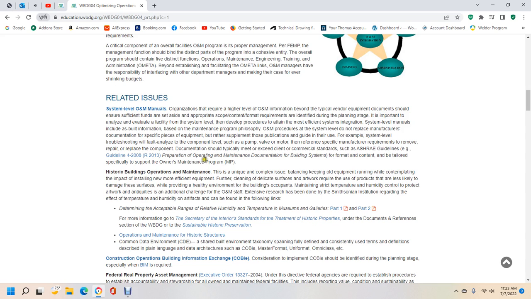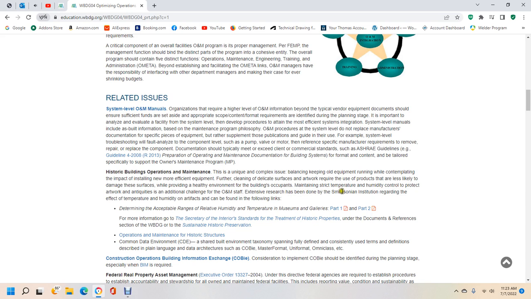Historical building operation and maintenance is unique and complex, balancing keeping old equipment running with contemplating the impact of installing more efficient equipment. Further, cleaning delicate surface artwork may require the use of products less likely to damage the surface, while providing a healthy environment for the building occupants. Maintaining temperature and humidity control to protect artwork, antiques, and artifacts are additional challenges for operation and maintenance staff.